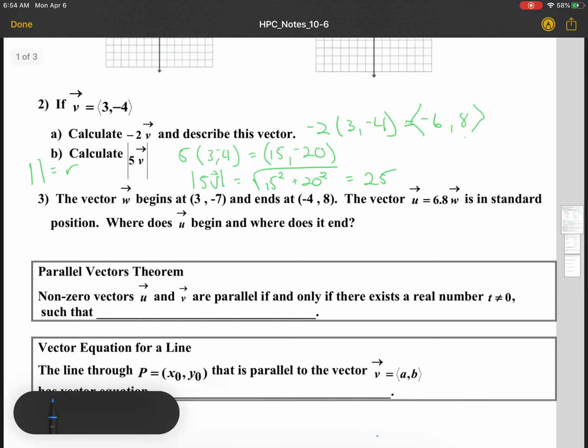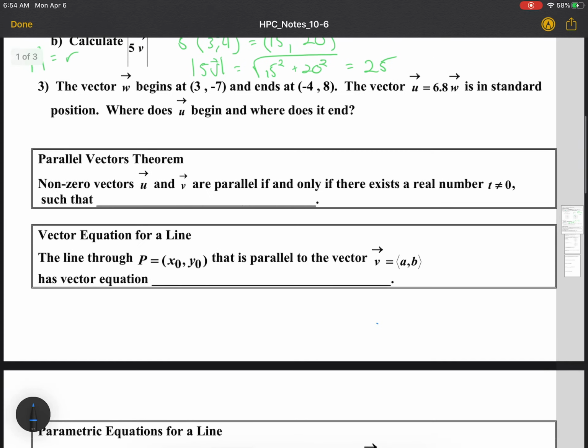Change up our color. Going on down to 3. All right. The vector W begins at point 3, -7 and ends at point -4, 8. The vector U equals 6.8 times W. All right. And it's in standard position. So that just means that it's coming out of 0, right? Where does U begin and where does it end?